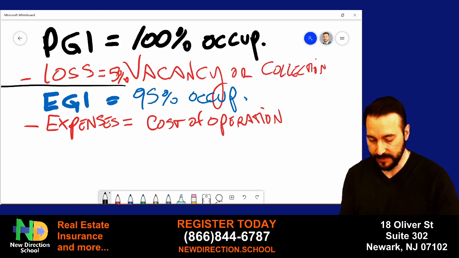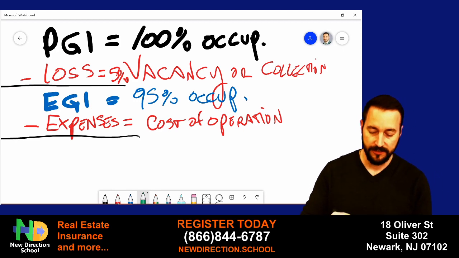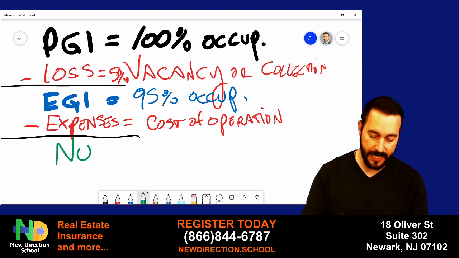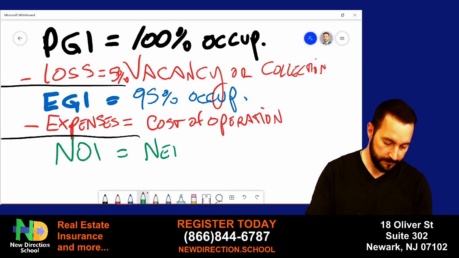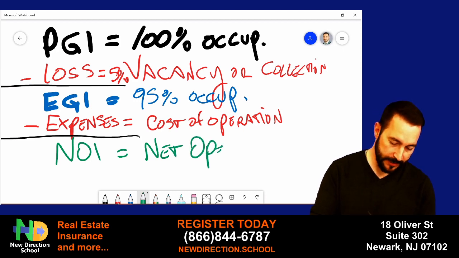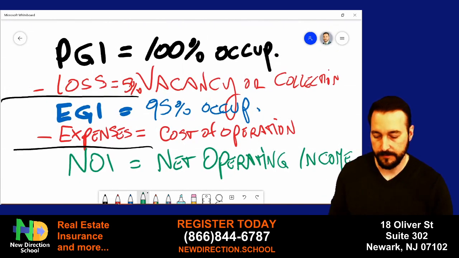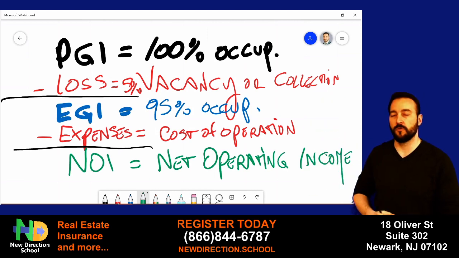So once we deduct that from our calculations, we now reach the number that we need to figure out the value of this property, which is the NOI. And NOI means net operating income. Okay? This is what we need. This is pretty much the initial formula to figure out what you need to calculate the value of this property.